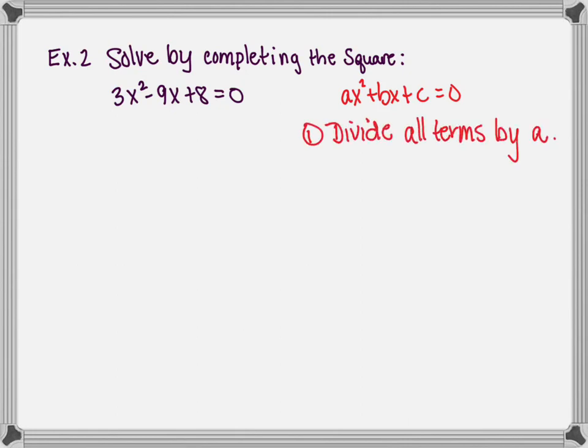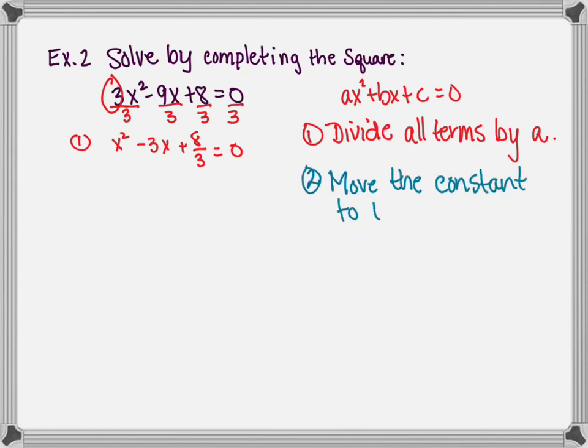So our first step, because our a is not 1, is to divide all terms by a. So we're going to divide everything by 3. And we end up with x squared minus 3x plus 8 thirds equals 0. Now we will move the constant to the right-hand side. So I will subtract 8 thirds from both sides, and I will end up with x squared minus 3x equals negative 8 thirds. And I do like to leave a space where that 8 thirds was, because I will use that in the next step.